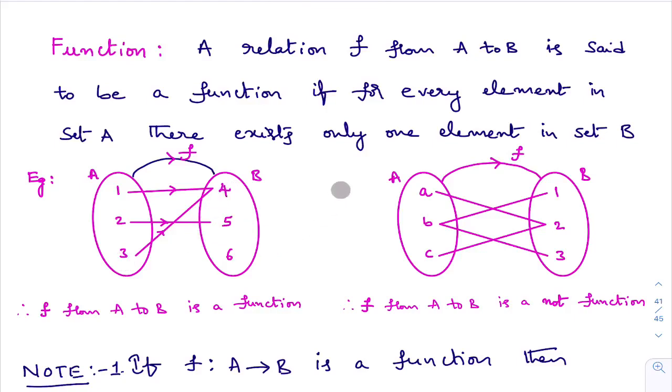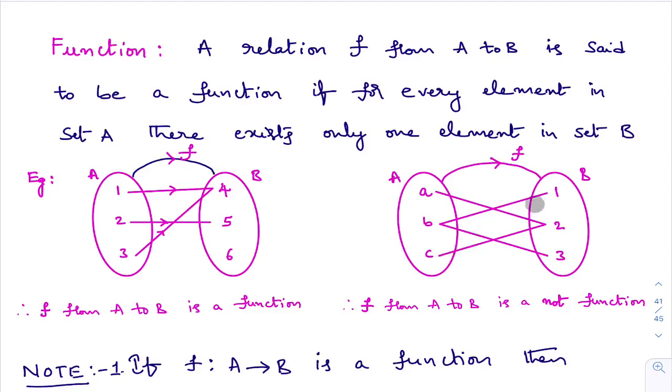That means what happened here? For every element in set A, there exists only one element in set B. This example satisfies this condition. So, we say that this relation is a function. In simple words, we can say like this also: every element of set A is used, and it is used only once. You see here, all the elements are used or not? Yes, used. This is used only once, this is also used only once, this is also used only once. So, we can say it is a function, right?